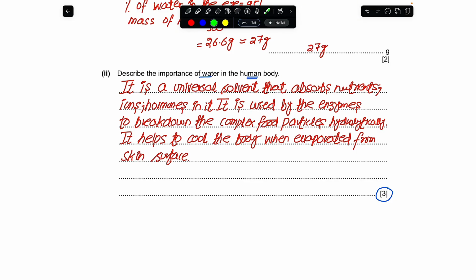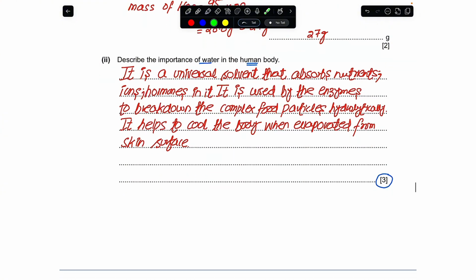Other than that, what we believe is that when we sweat, the water would come on the surface of the body, and when this sweat having the water would evaporate, this would help to cool down the body. The other roles you can be talking about in context of the excretion as well.